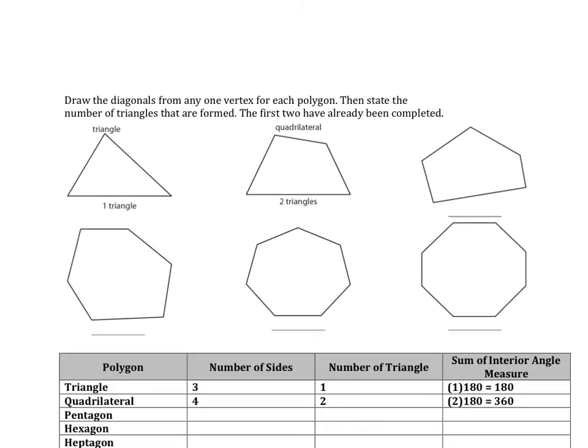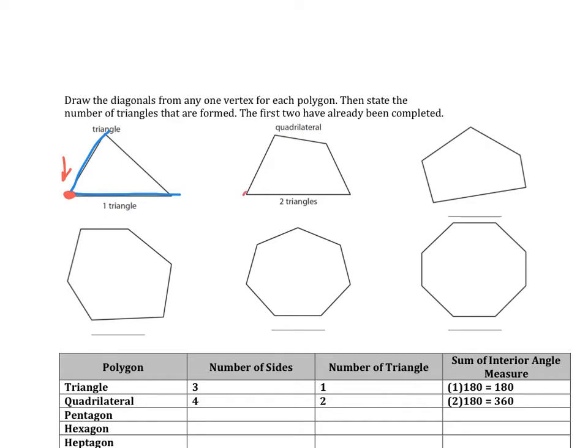And so it says, draw the diagonals from any one vertex for each polygon, then state the number of triangles that are formed. The first 2 have already been completed. So you'll notice I pick one vertex, doesn't matter which one, and I'm going to draw all the lines I can from that vertex to my other corners. Well, unfortunately that didn't make anything else, so I still have my one triangle.